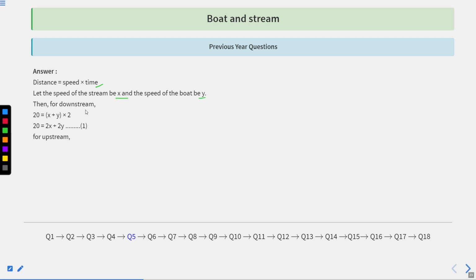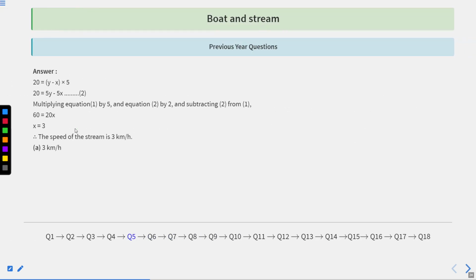Then for downstream, 20 equal to x plus y times 2. So 20 equal to 2x plus 2y. This is equation number 1. For upstream, 20 equal to y minus x times 5. So that will be 20 equal to 5y minus 5x. That's equation number 2. So multiplying equation 1 by 5 and equation 2 by 2, and subtracting both of them, I will have x equal to 3. So therefore, the speed of the stream is 3 kilometer per hour. So the correct option here is option number A.